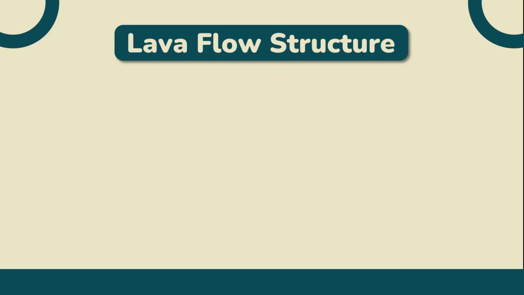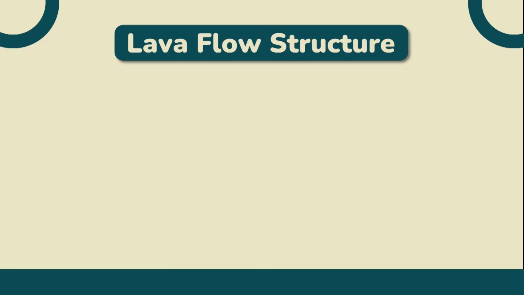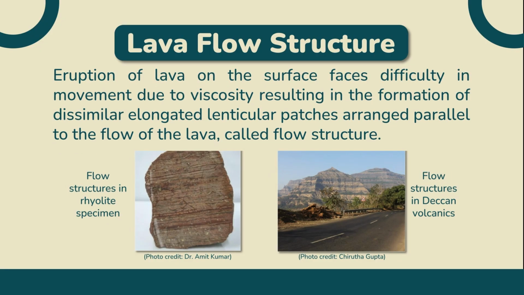Another important structure seen in volcanic rocks is the lava flow structure. The lava flows just like sedimentary rocks. They lie over each other and form a step-like topography. Here you see flow structures in Deccan basalts. Eruption of lava on the surface faces difficulty in movement due to viscosity, resulting in the formation of dissimilar elongated lenticular patches arranged parallel to the flow of the lava, called flow structure.